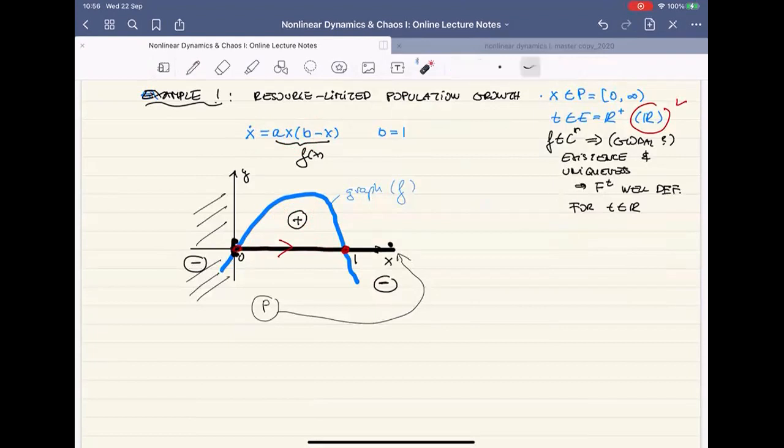The opposite is true when I'm here, right? Because the right-hand side is negative. So x dot is negative. So wherever I start from here, I have no choice but decreasing. So let me mark it that way.